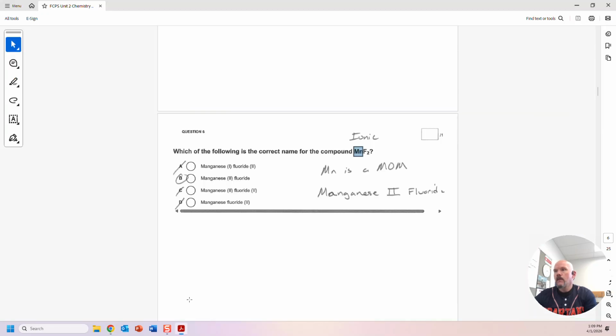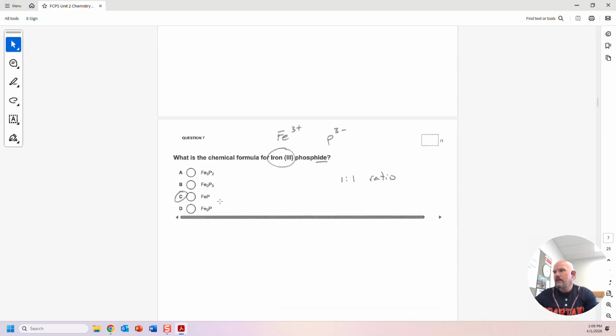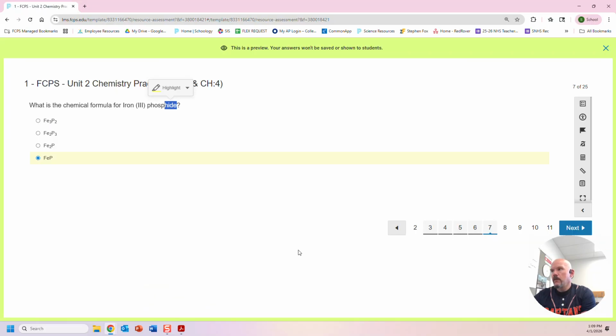Okay. Again, put any notes here. I just have to say it was iron 3. How did I know it was 3 plus? They told me. That's what the Roman numeral means. And then what did I reference? I referenced my periodic table. Phosphorus has 5 valence electrons. It needs to gain 3 to get it to a stable ion. So it has to gain 3 electrons. That's why it's 3 minus. So 1-to-1 ratio. Okay. All right, let's go to the next one.